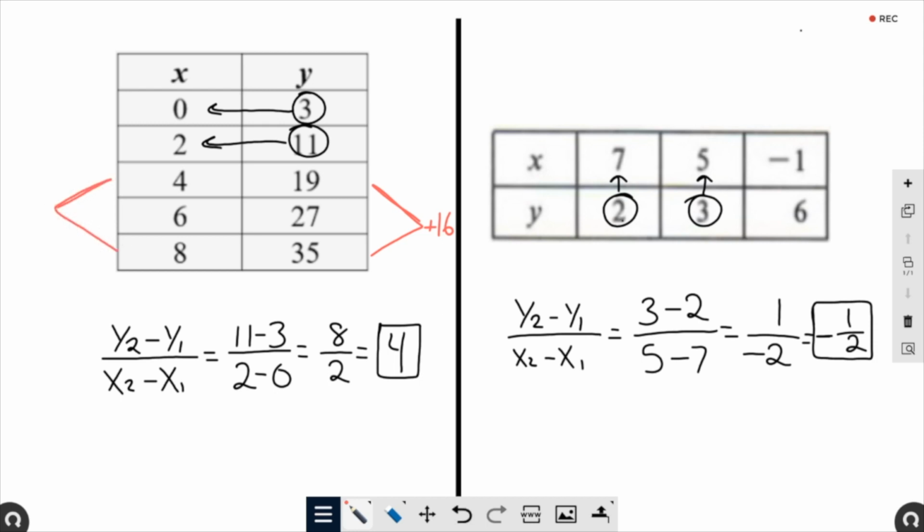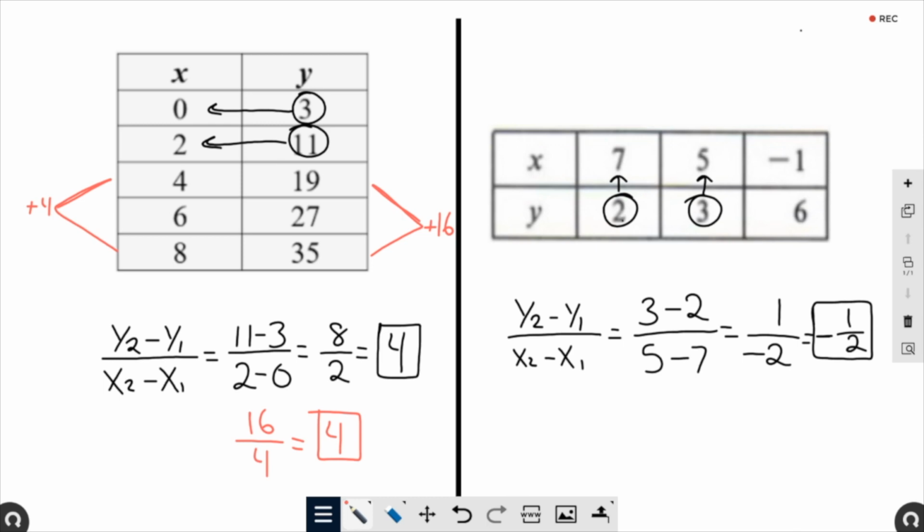And from 4 to 8, it changed by a positive 4. So my change in y would be 16, and my change in x would be 4. And 16 divided by 4 is 4. So I end up with the same rate of change.